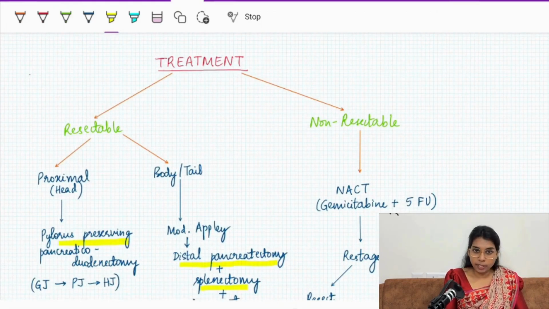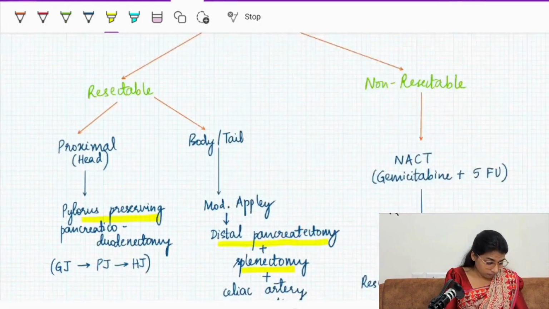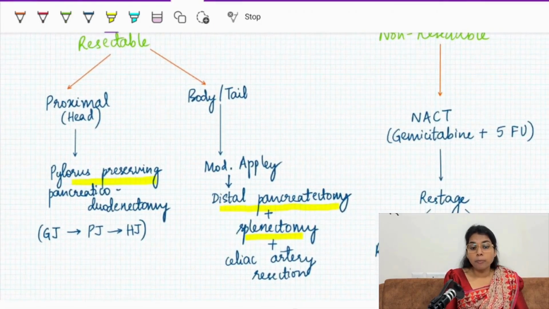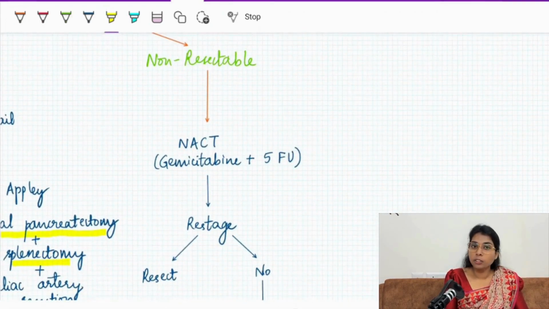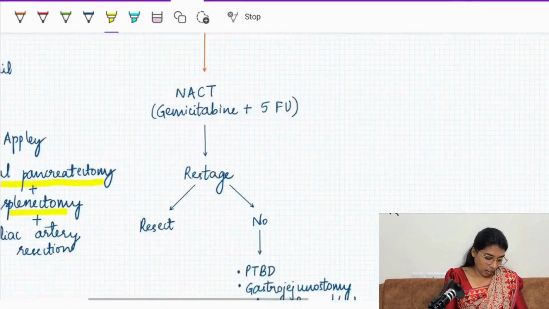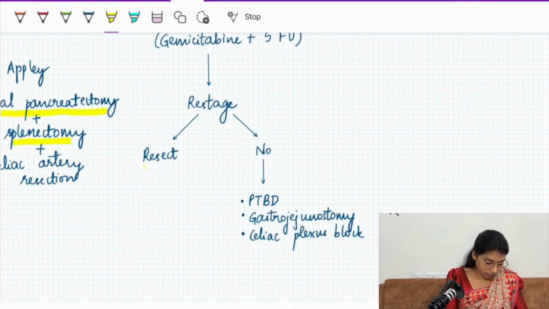PDAC. If it is a resectable tumor, as we would give in our reports, if it is sitting in a head, do a pylorus preserving pancreaticoduodenectomy. However, if it is sitting in a tail or a body, go ahead and do a distal pancreatectomy and a splenectomy. If it is a non-resectable tumor, go ahead and do a neoadjuvant chemotherapy with gemcitabine and 5-fluorouracil, right? And then you restage the tumor with a DPCT. If it is a resectable tumor on restaging, right, you go ahead and resect it using the same criteria which I explained before. If it is non-resectable, then do palliative measures for a symptomatic relief of the patient.